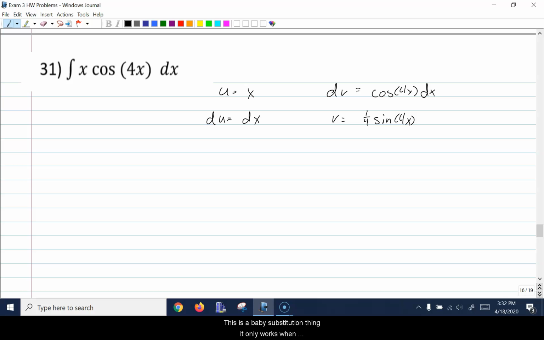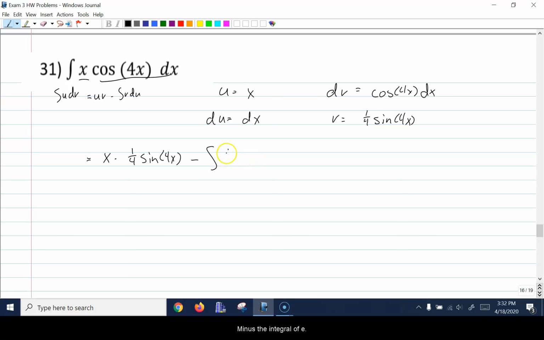This is the baby substitution thing. It only works when there's a constant multiple of x. If it's an x squared or something, this trick doesn't work. Okay, the integral by parts formula says the integral of u dv, which this is, equals uv minus the integral of v du. So I get uv minus the integral of v du.